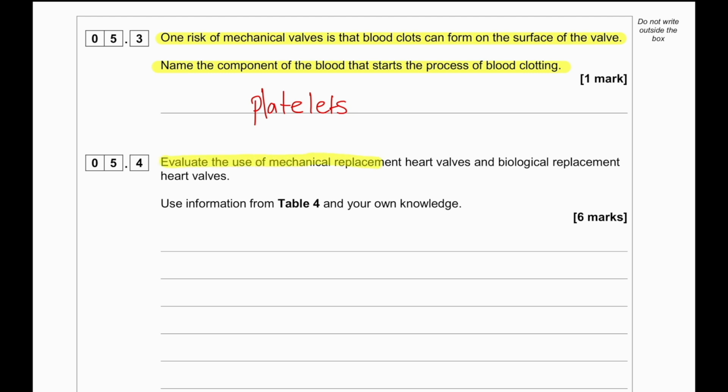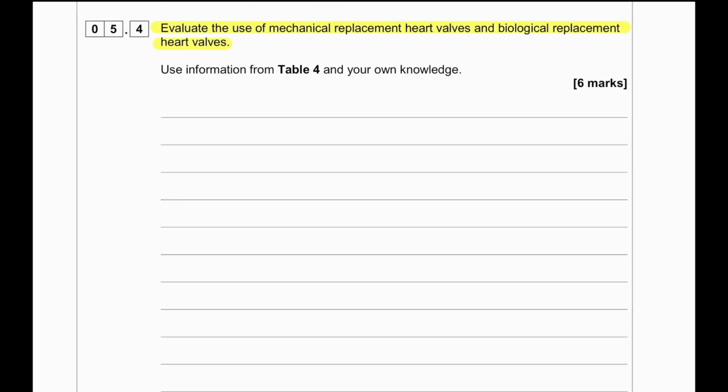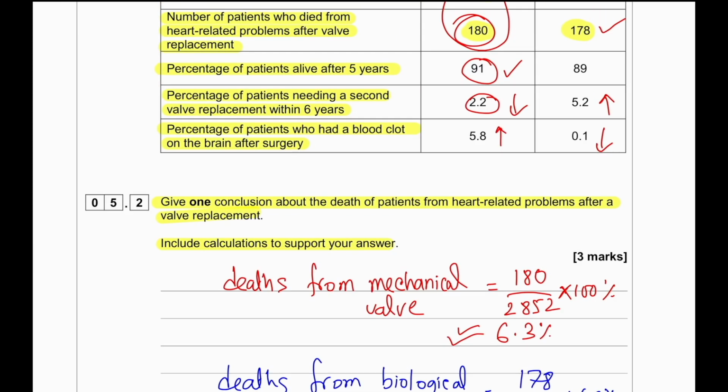Evaluate the use of mechanical replacement valve and biological replacement valve, heart valves. So when asked a question like this, we have to think of level 1, level 2, and level 3. Level 3 being the highest, which will have between 5 to 6 marking points, and it will give you 5 to 6 marks. So in level 3, a judgment strongly linked and logically supported by a sufficient range of correct reasons are given in these cases, because we have to evaluate from a particular given data.